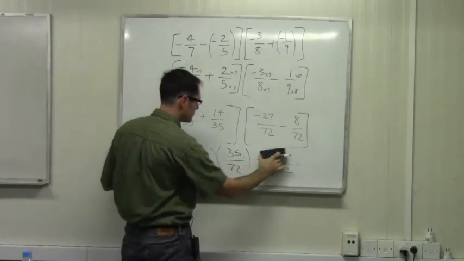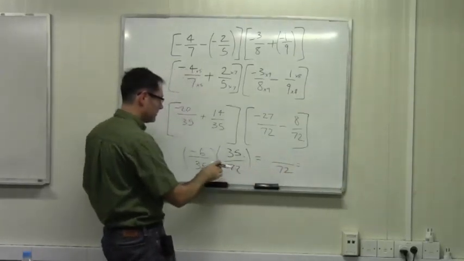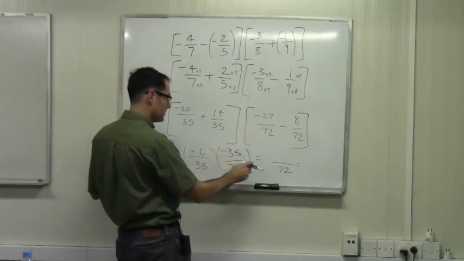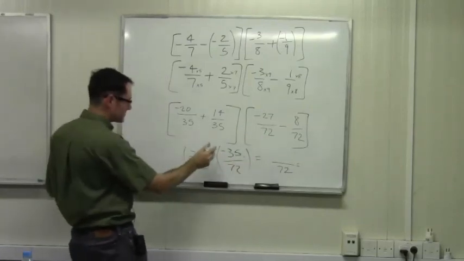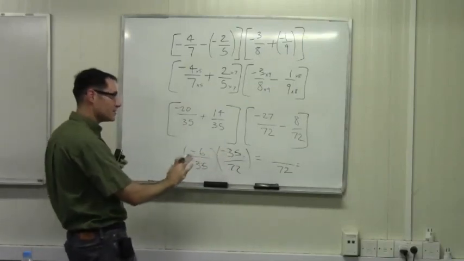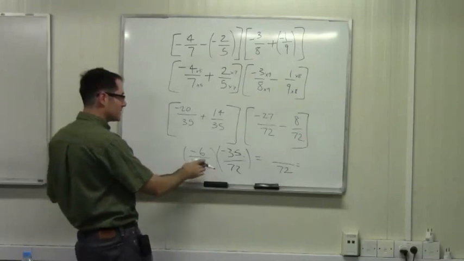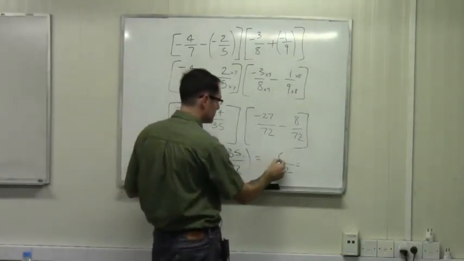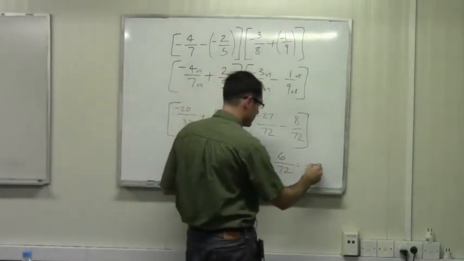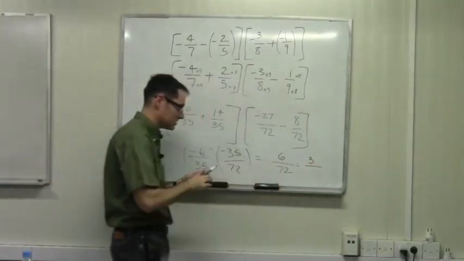Hang on, this is not right. So negative 35. This should be negative 35 over 72. You're right, thank you. Okay, so that is still going to cancel out there. Negative times negative is a positive. So we're good there. It's going to be 6 over 72. And 2 goes into 6 3 times. 2 goes into 72.